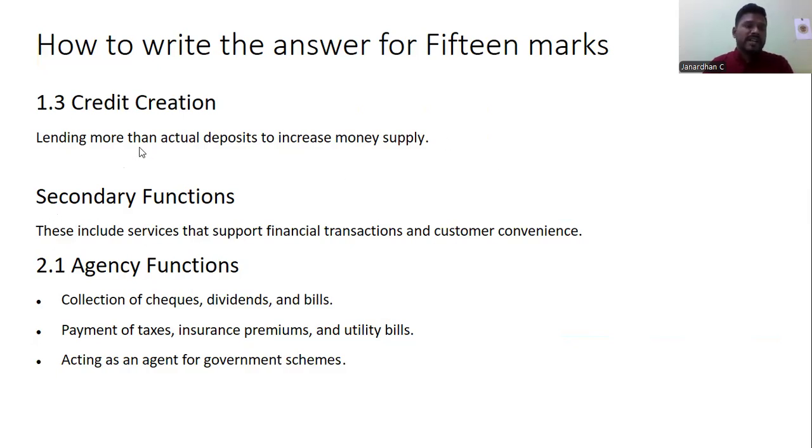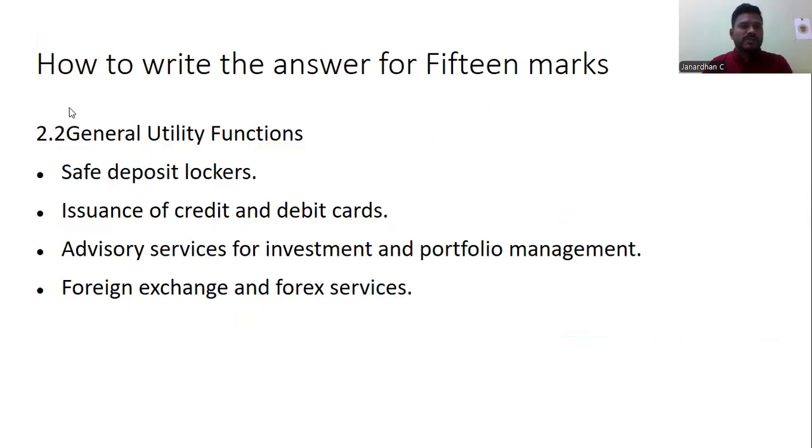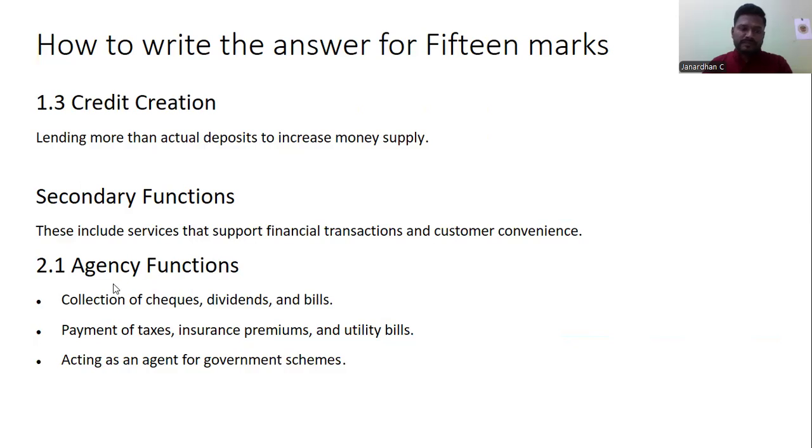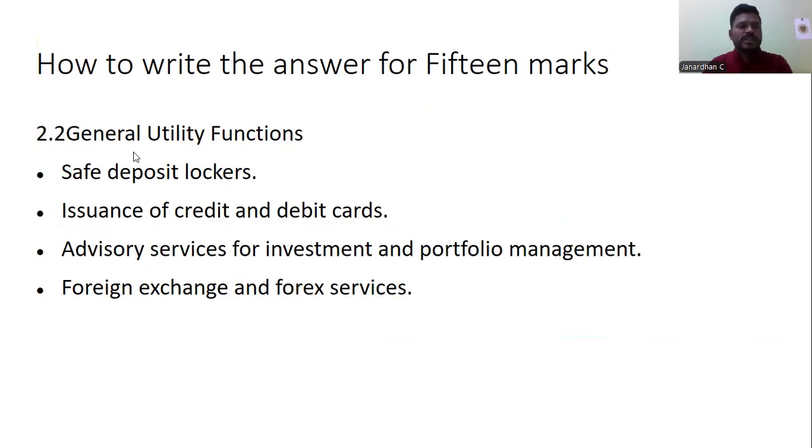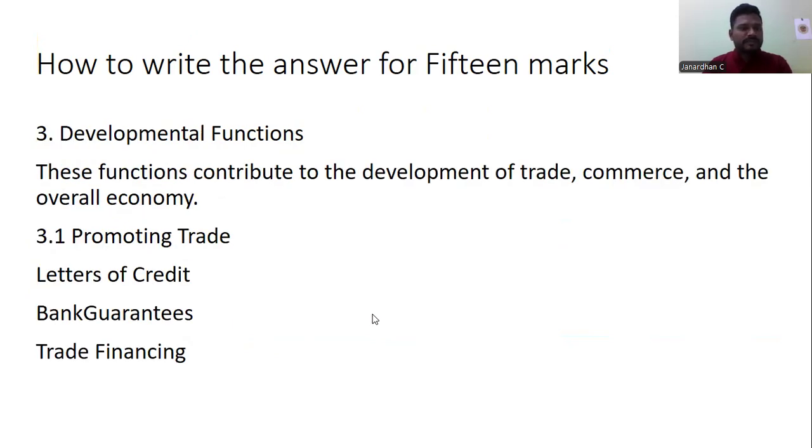Now, till now we have stated the primary functions. Now the secondary functions come, 2.1. Agency functions: collection of cheques, dividends, bills, payment of taxes, insurance premiums, utility bills, acting as an agent for government schemes. So these are the agency functions. Next one is 2.2, general utility functions: safe deposit locker, issuance of credit and debit cards, advisory service for investment and portfolio management, foreign exchange and forex services.